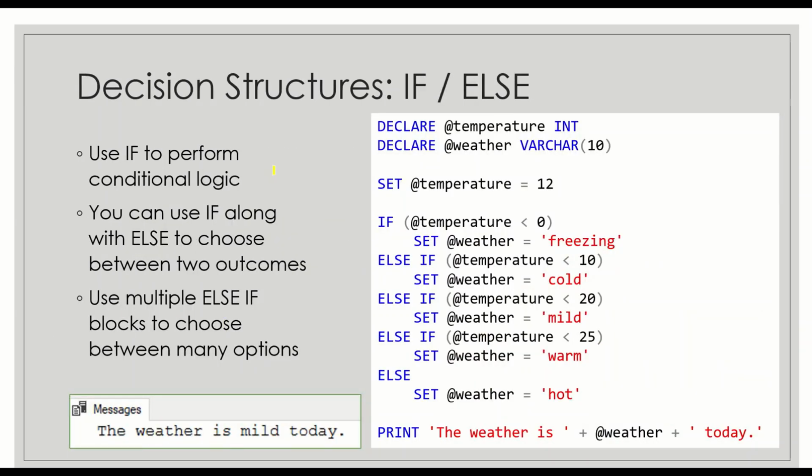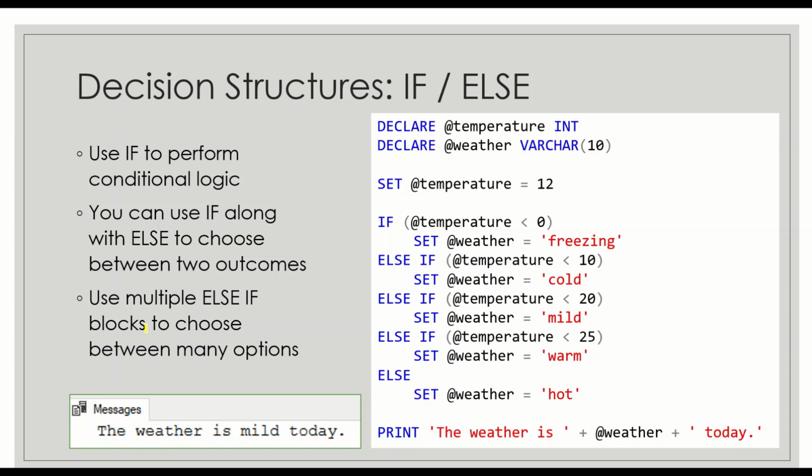All right. Our next topic is decision structures. And we're going to look first at an if-else statement. So we use if to perform conditional logic. You can use if along with else to choose between two outcomes, or you can use multiple else-if blocks to choose between many options. The syntax to this is really similar to other programming languages.